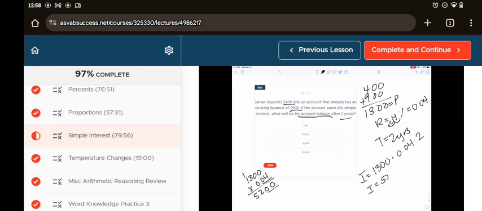Times 2. So 52 times 2, 2 times 2, 4. 2 times 5, 10. 104. So now I'm going to add that to my principal. 1,300 plus 104, 4, 0, 4, 1. So my account balance, or James' account balance after 2 years, will be 1,404.